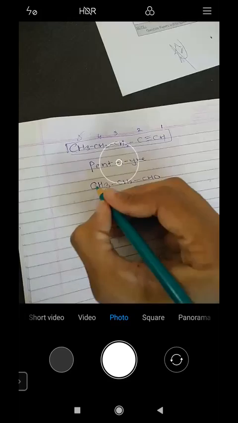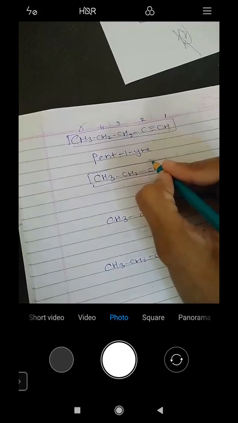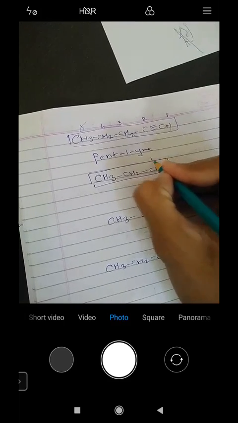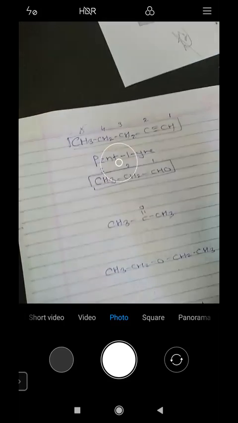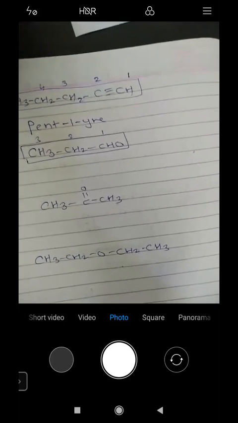So let's do the next question. This is our longest chain, and I have selected it. We have to number it from the end which is nearest to the functional group. So I will number it 1, 2, 3. Now the question arises, sir, why did you consider the functional group? Normally we do not number the functional group.